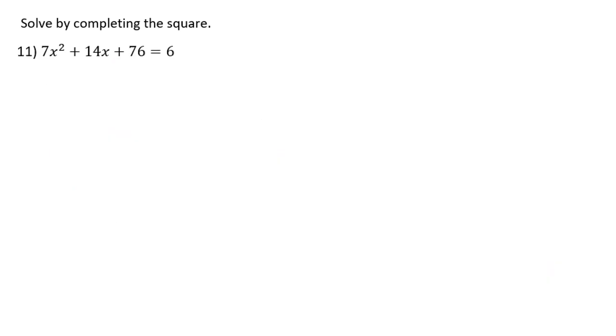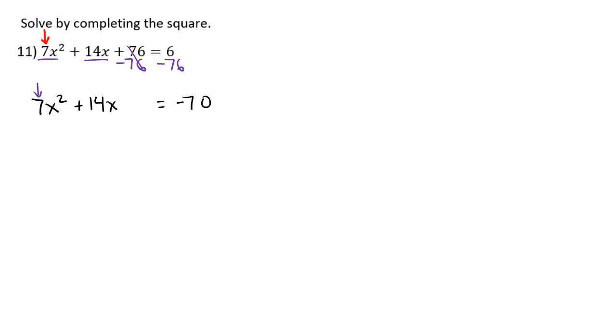All right. Our last one, solve by completing the square. Once again, in this one, you'll notice that we have a number in front of x squared, which means we're going to have to do a little extra work here. So we're going to get the x squared and the x by itself. We want to isolate them. We want to take that 76 and move it to the right side. So I'm going to minus 76 over to where the 6 is, and we're going to have 7x squared plus 14x equals negative 70.